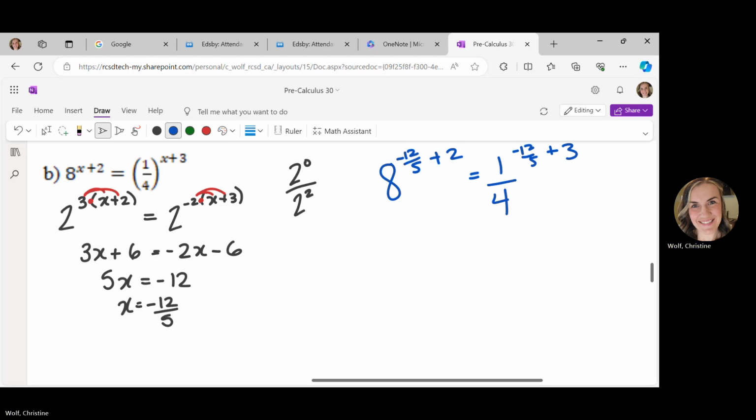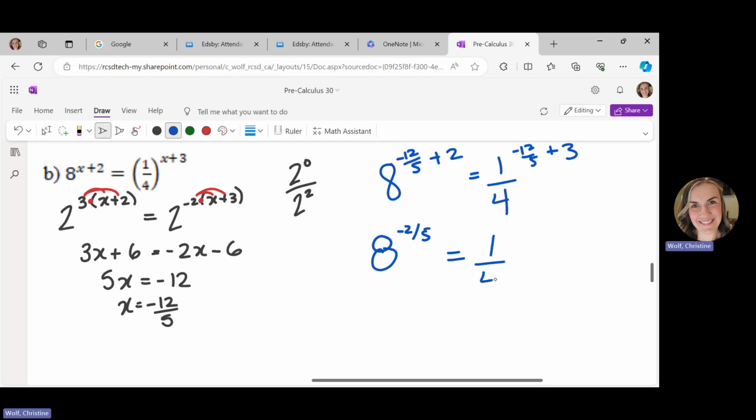Okay. So here I have to add these exponents together. I'm going to imagine that that's over 1, and I'm timesing by 5 to get common denominator. So that becomes a 10. So negative 12 plus 10 is negative 2. So this guy becomes 8 to the negative 2. And my common denominator was 5.